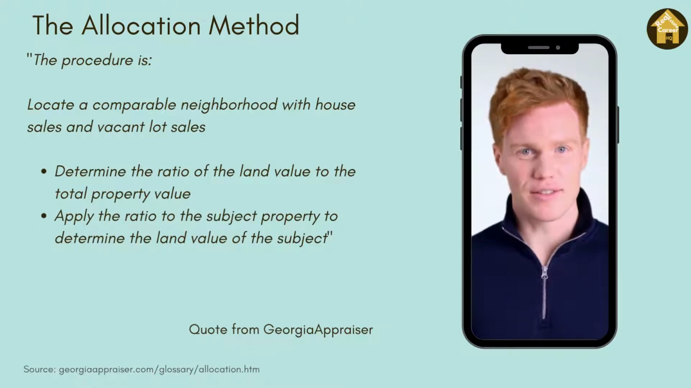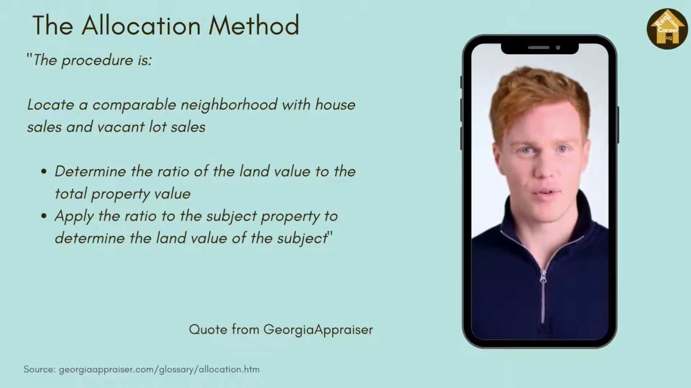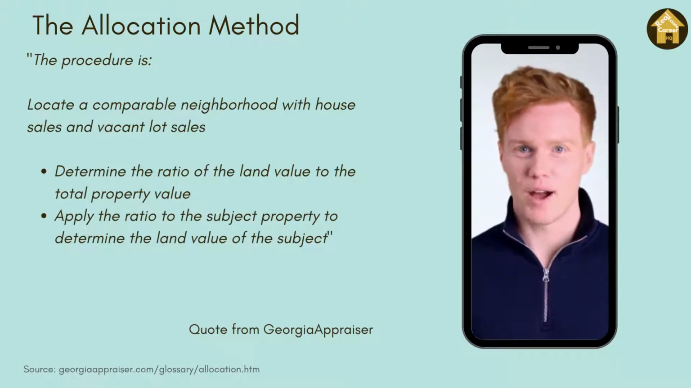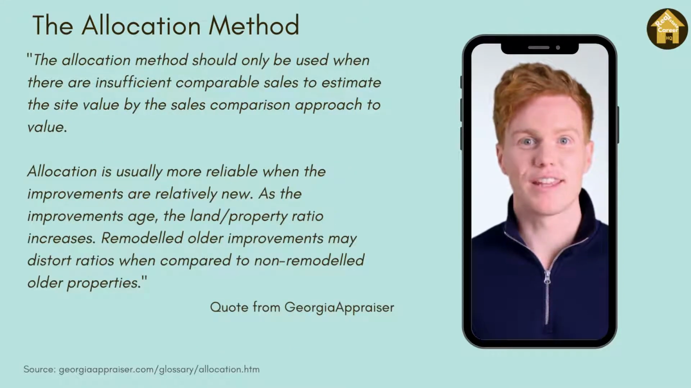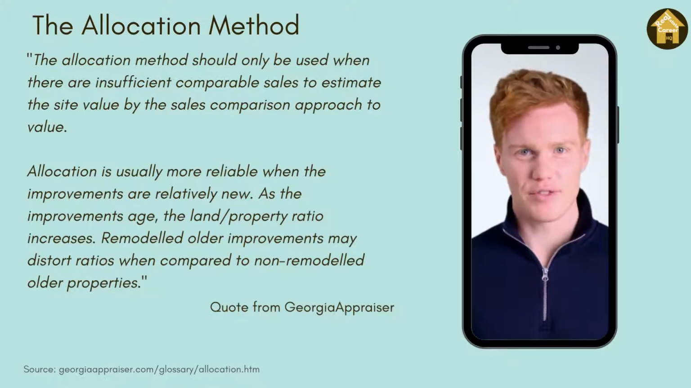The procedure is: locate a comparable neighborhood with house sales and vacant lot sales. Determine the ratio of the land value to the total property value. Apply the ratio to the subject property to determine the land value of the subject. The allocation method should only be used when there are insufficient comparable sales to estimate the site value by the sales comparison approach to value.